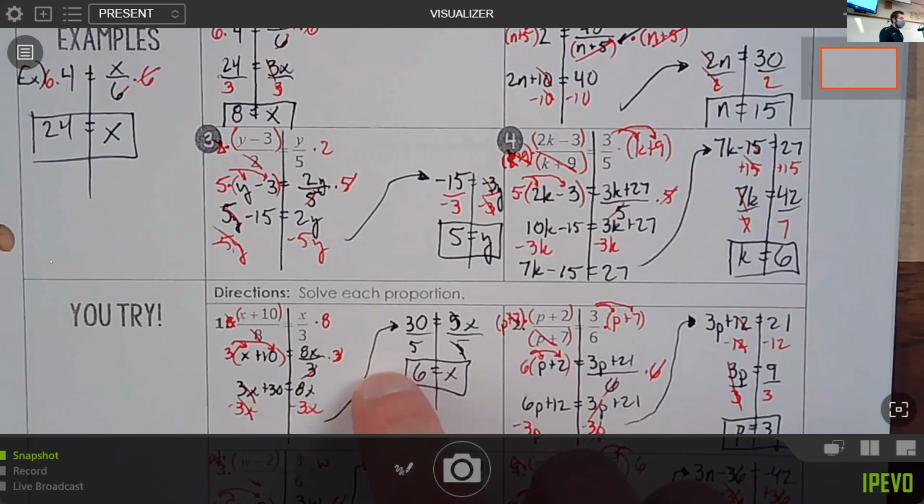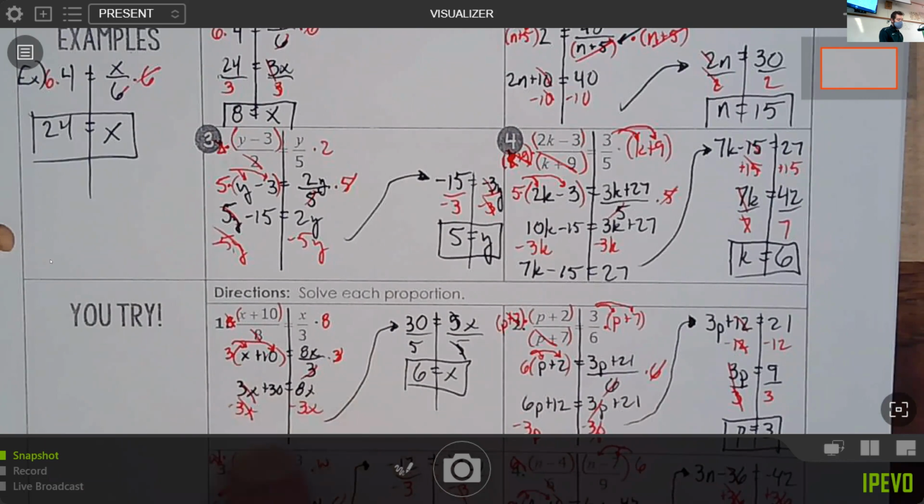Then once we do that, we're going to end up with 3x plus 30 is equal to 8x. Subtract 3x from both sides, and we get 30 equals 5x. Divide by 5, and x is 6.